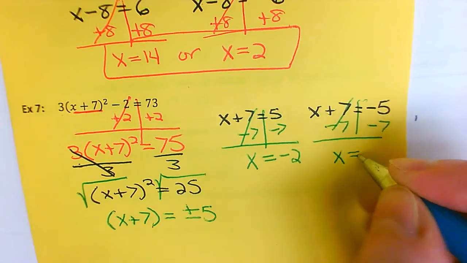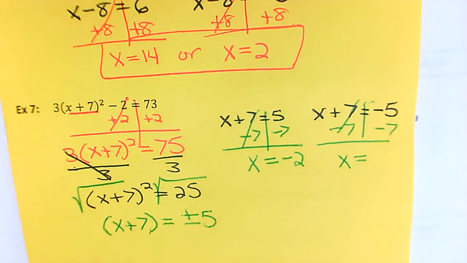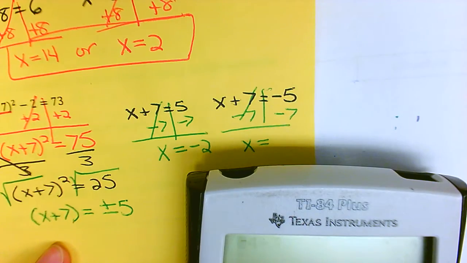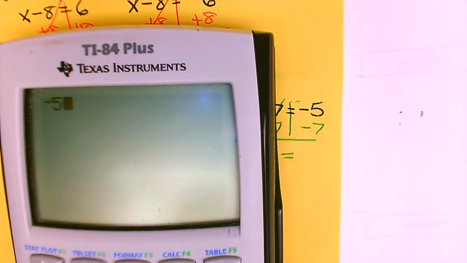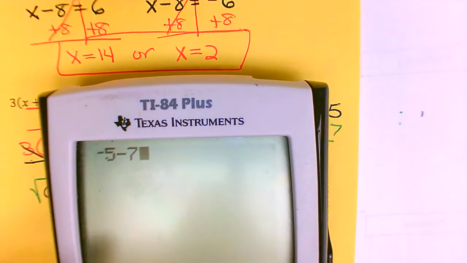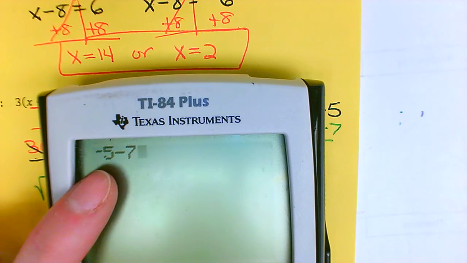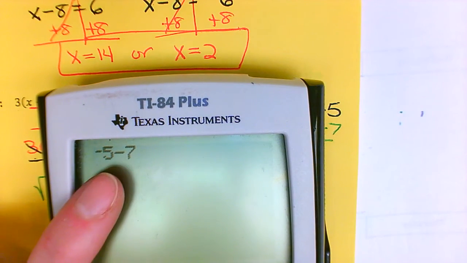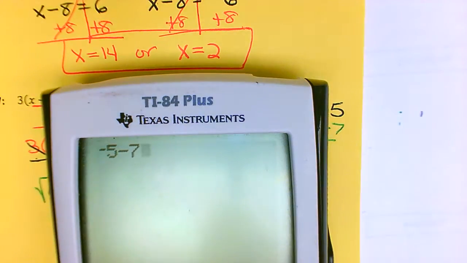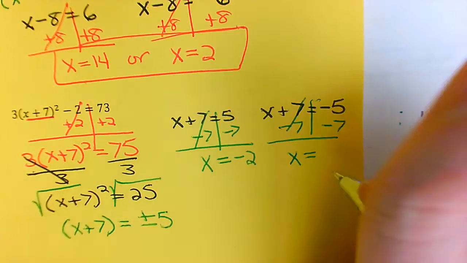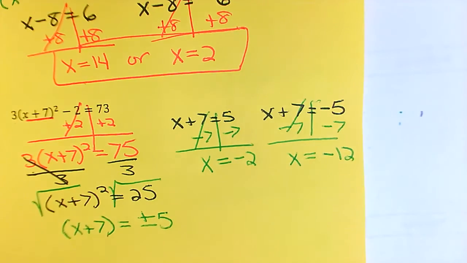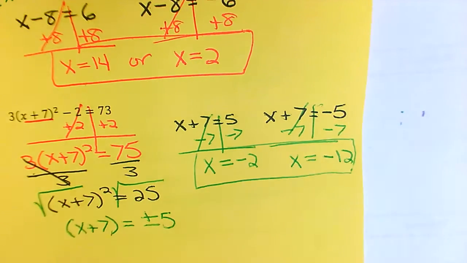And if you need to type this one into your calculator, you've got to be careful how you actually type it in. You're going to type in the negative 5 right here, so negative 5 minus 7. Remember, when it's the very beginning of your problem, you use a negative sign. If it's in between two numbers, you're going to use a minus sign. So those two, I hit enter. That gives me negative 12. So my two answers are negative 2 and negative 12.